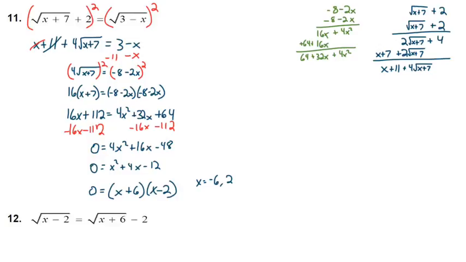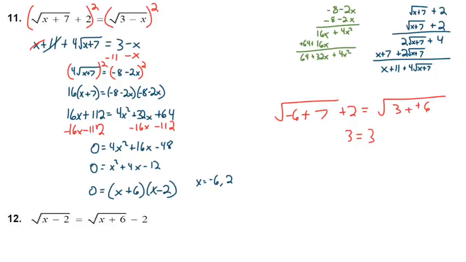What is the last thing you have to do? Check it. So I'll go over here on the right. If I've got the square root of negative 6 plus 7, plus 2, equals the square root of 3 minus 2... what did I do? I just mixed them up. Let me redo it with negative 6. So negative 6 plus 7 is 1, square root of 1 is 1, plus 2 is 3. 3 plus 6 is 9. Square root of 9 is 3. So this negative 6 works.